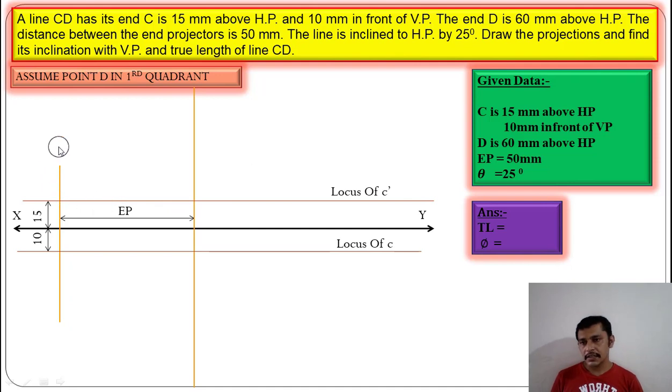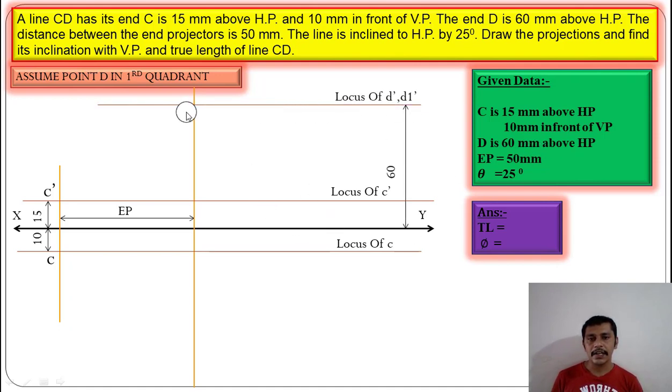Now let us consider that this is the projector of point C. So we will get C dash over here and C over here at this point. Now D is 60 mm above HP, that means the elevation of point D will be 60 mm above the XY reference line. So measure 60 mm and draw the locus of D dash and D1 dash. This will be the locus of D dash and D1 dash, because D dash and D1 dash will be on the same locus. Now as we have considered this as the projector of C, this will be the projector of D. So we will get D dash over here.